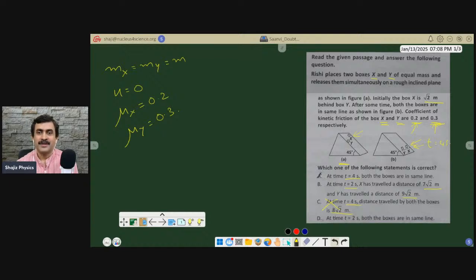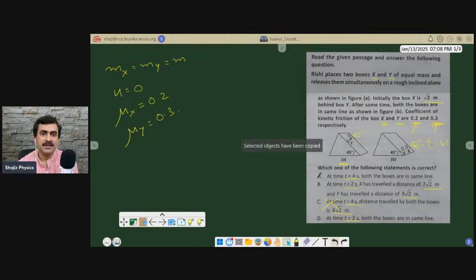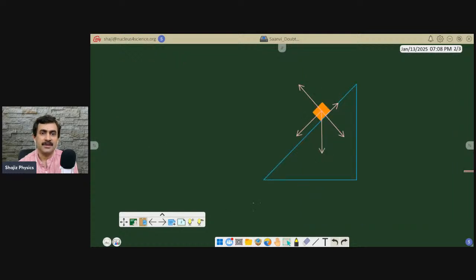Now, the option D is there. At time t equal to 2 seconds, both the boxes are in the same line. So let us deep dive into the question and try to solve it. For that, let me take this data and move to the next slide, where I will be able to take you to the real situation. Yeah, here it is.